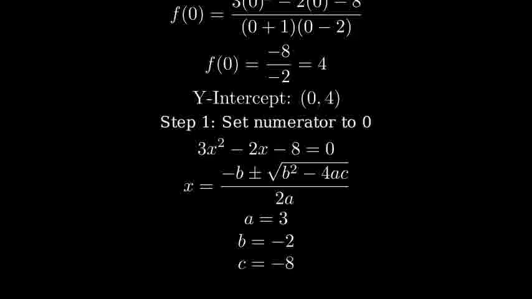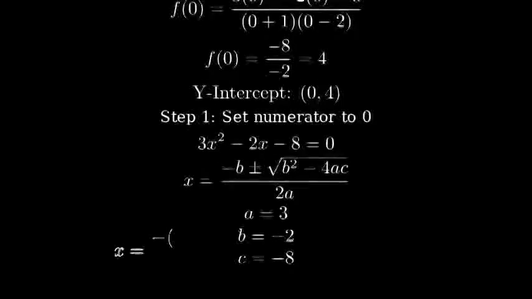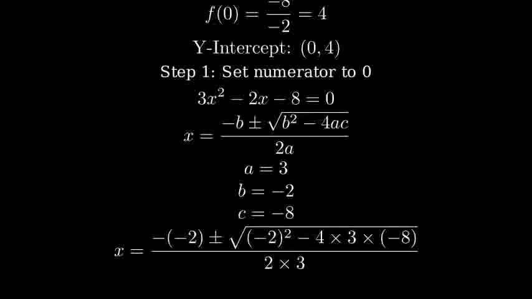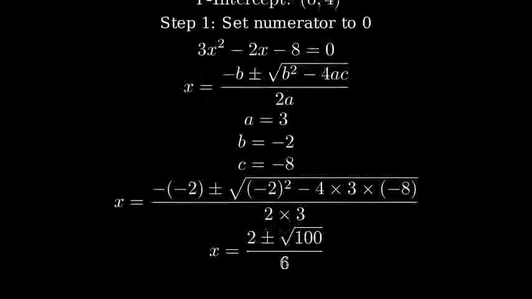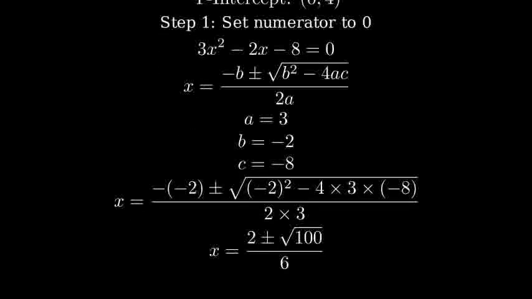Substitute a, b, and c into the quadratic formula. This results in x equals the fraction of negative (−2) plus or minus the square root of (−2)² − 4 times 3 times (−8), over 2 times 3. Let's simplify under the square root and the rest of the equation. The result is x equals the fraction 2 plus or minus the square root of 100 over 6.